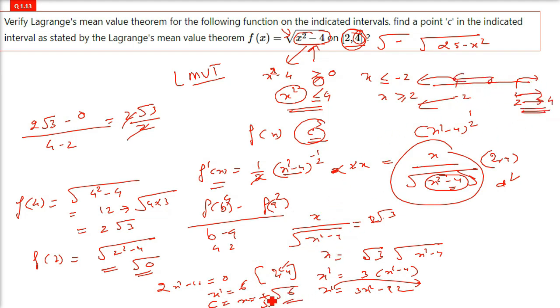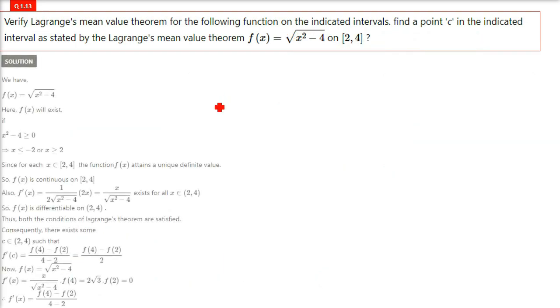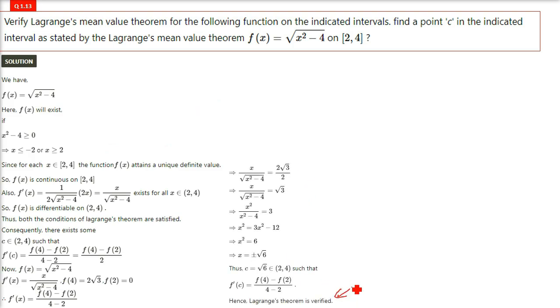That is the domain in which we are discussing all these function things, MVT or Rolle's etc. So plus under root 6 is the Lagrange's theorem value when all the conditions are being met. So how are we going to write? This is what I have explained, and this is what I want you to write. All the English sentences, all the conditions which you know, you have to write it here.